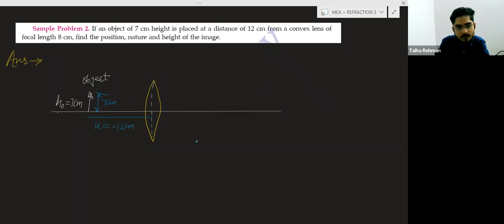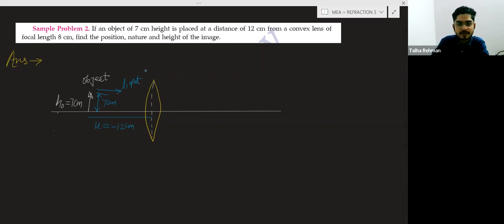Why? Because this is the object and this will be the direction of the light. For measuring this distance from the lens, you will go in this direction, which means you are going in the opposite direction of the light. Then you will take this object distance as -12.